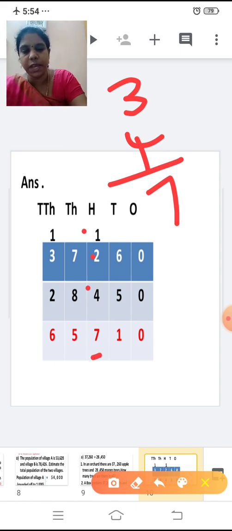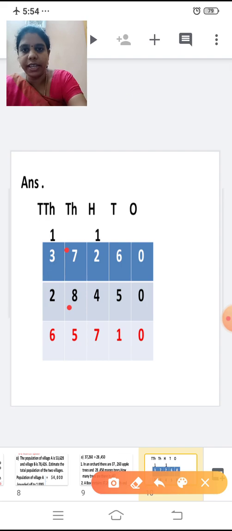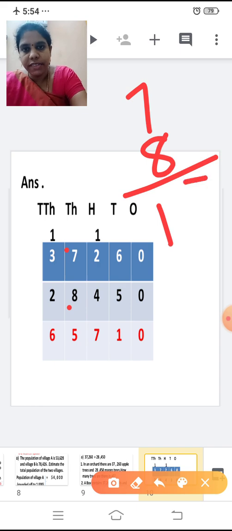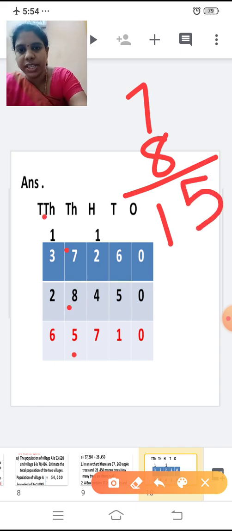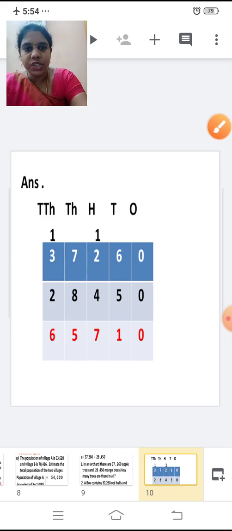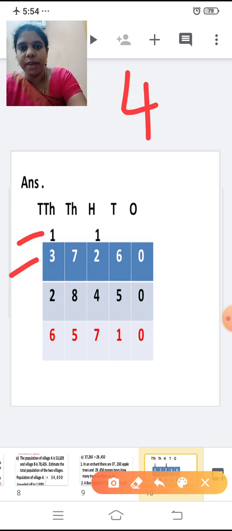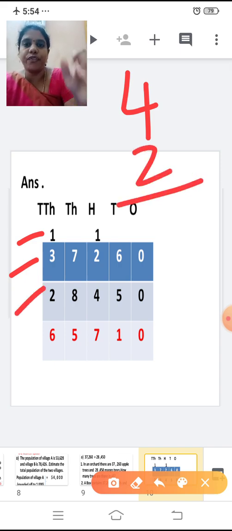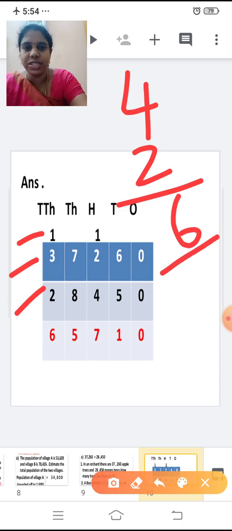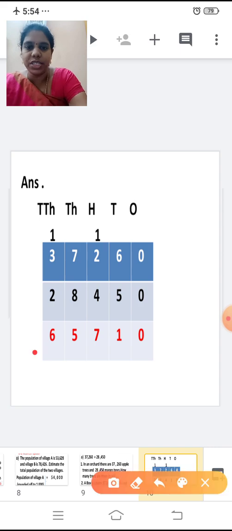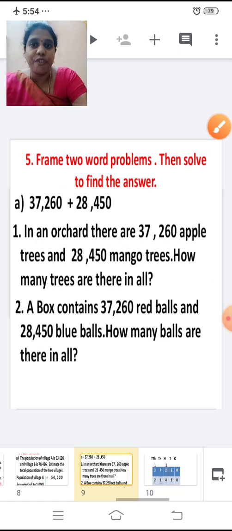Then move on to the thousands place. 7 plus 8. With 7 I'm going to add 8 numbers. After 7: 8, 9, 10, 11, 12, 13, 14, 15. 7 plus 8 is 15. So write 5 here and 1 is carried over to the 10,000 place. Now shall we add the 10,000 place? 1 plus 3 is 4. With 4 I am going to add 2 more: 5, 6. So what is the total? 65,710. The answer is 65,710.